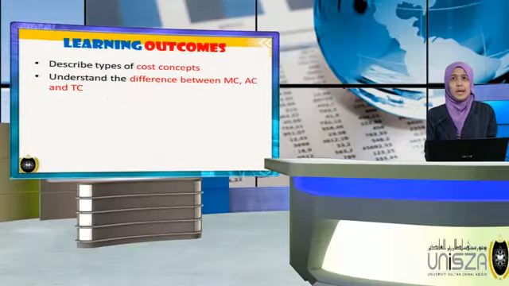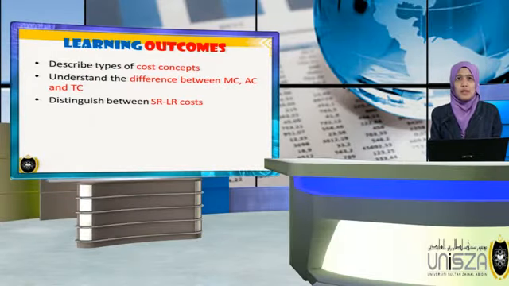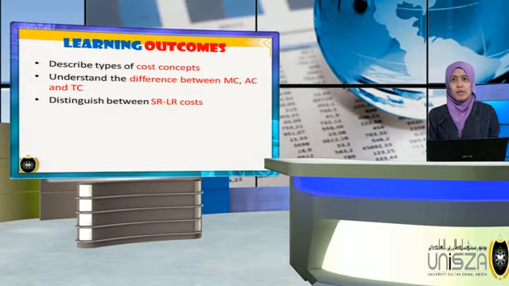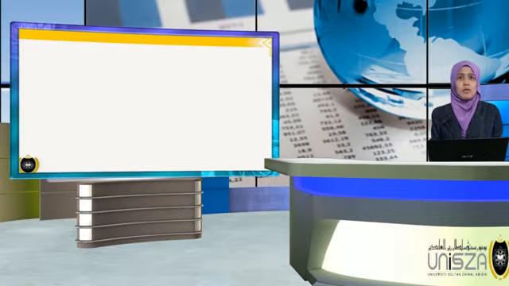By the end of this chapter, students should understand the following. First, describe types of cost concepts. Second, understand the difference between total cost, average cost, and marginal cost. Third, distinguish between short run and long run costs. And the last, differentiate between economies and diseconomies of scale.